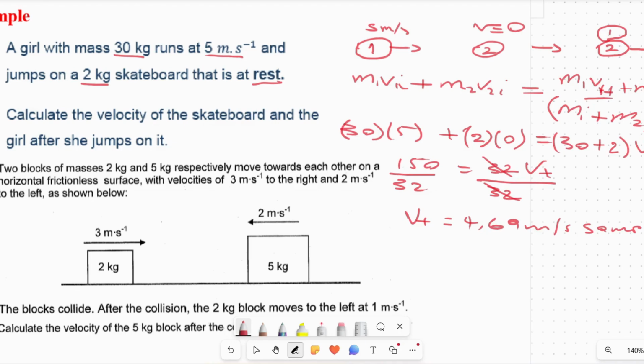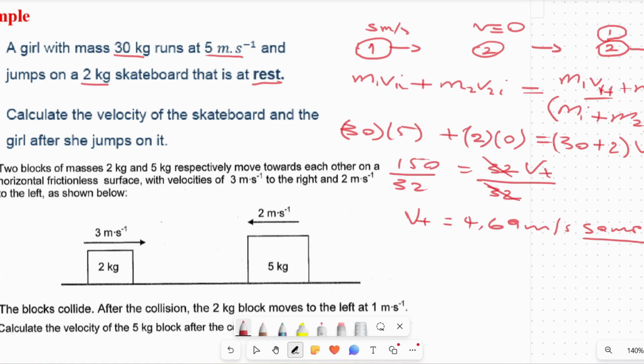It's important because they did not specify exactly where the girl was jumping. Whether she was jumping onto the board in this direction or that direction, I don't know. That's why I'm just going to use the same direction to indicate the direction of the velocity. So what is this 4.69? It is the velocity of the girl and the skateboard together after the girl has jumped on it. So they're moving with that velocity. That's very important.